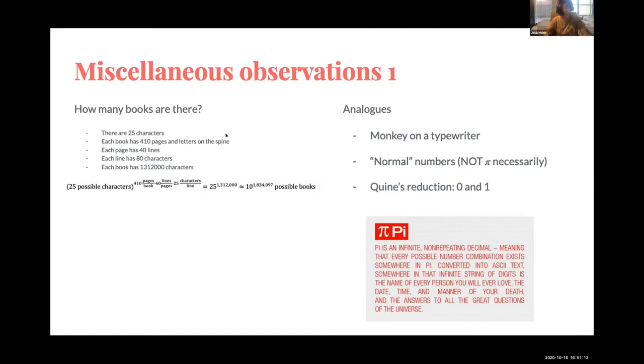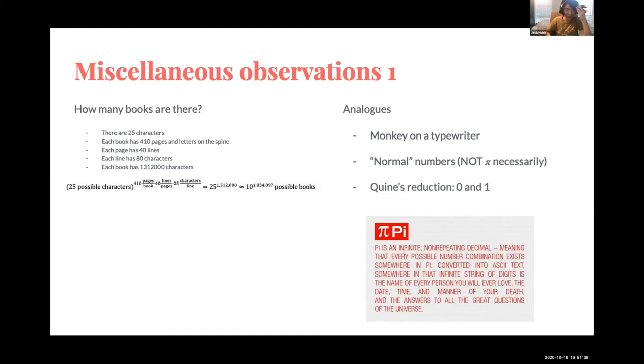Honestly, this isn't super relevant, but it's kind of a pet peeve of mine. Maybe you've seen that little graphic underneath there that claims that pi includes all sequences. It doesn't. We don't know if it does or not, because we don't know that pi is normal, so that's actually wrong. Sorry.